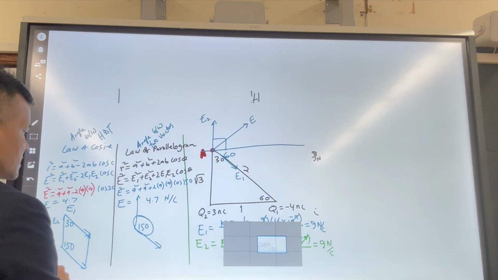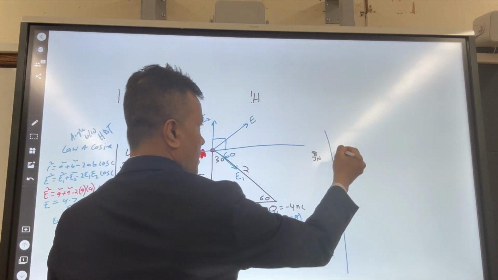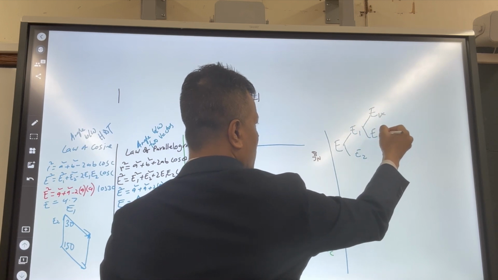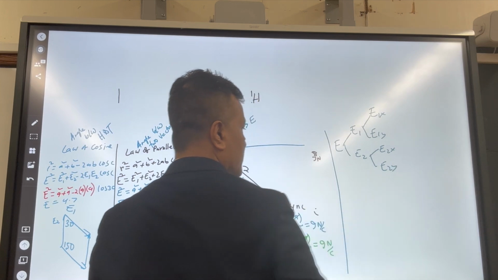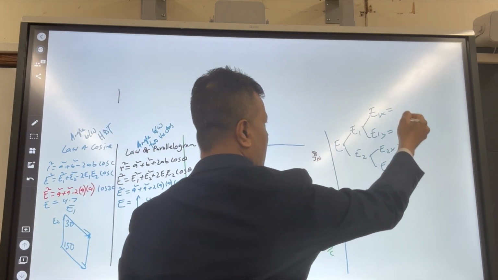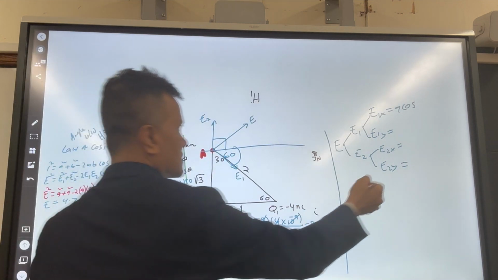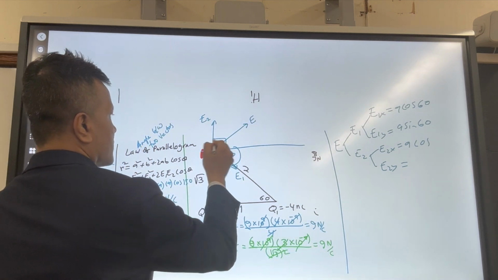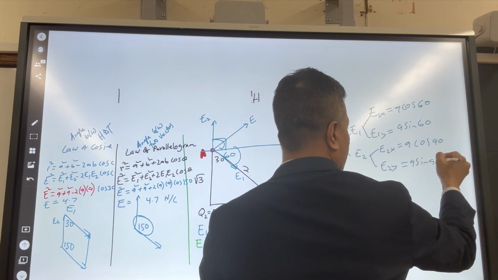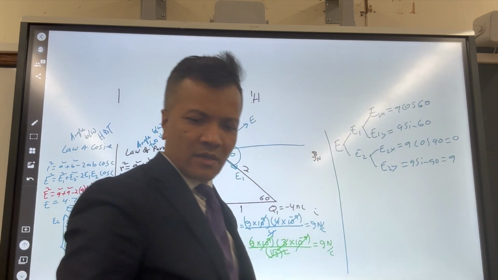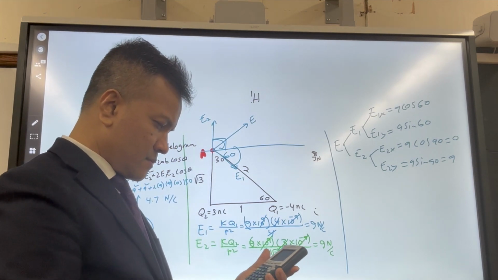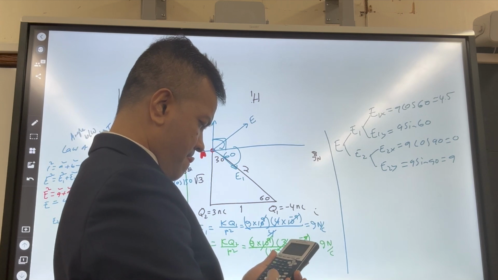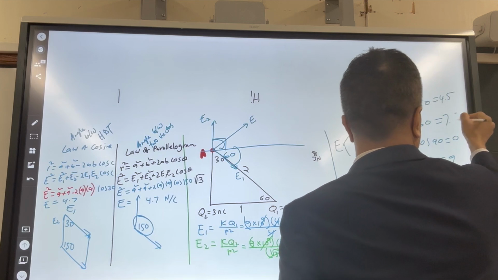If you don't understand this one, then okay, don't lose hope. You're going to derive E is equal to E1 plus E2, with components E1x, E1y, E2x, E2y. 9 cosine 60, 9 sine 60, 9 cosine 90, 9 sine 90. So this one is 9, this one is 0. 9 cosine 60 is 4.5. 9 sine 60 is 7.8. Okay, now who is who?